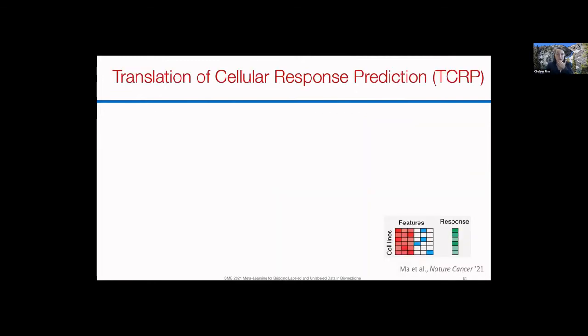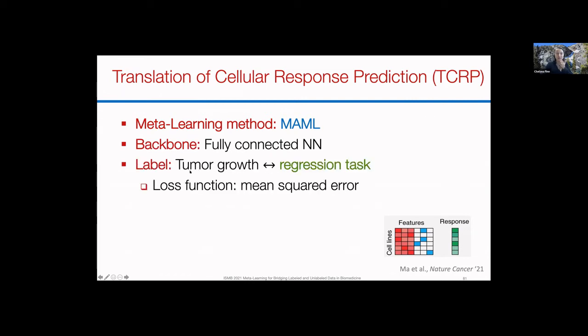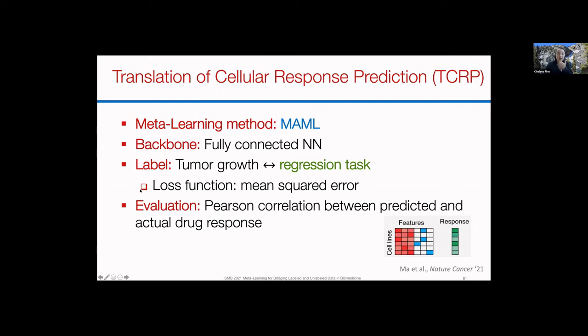So the metalearning method that they used here is an optimization-based metalearner, the MAML or model-agnostic metalearning method that we talked about before. The backbone architecture that they use is a fully connected neural network, and the label corresponds to predicting tumor growth. So this is a regression task. And so this means that it makes sense to use an algorithm like MAML because things like prototypical networks and matching networks won't be applicable. And then the loss function corresponds to mean squared error. And then once they perform this meta training process and adapt it to the different scenarios, they looked at the Pearson correlation between the predicted response and the actual drug response as their evaluation metric.